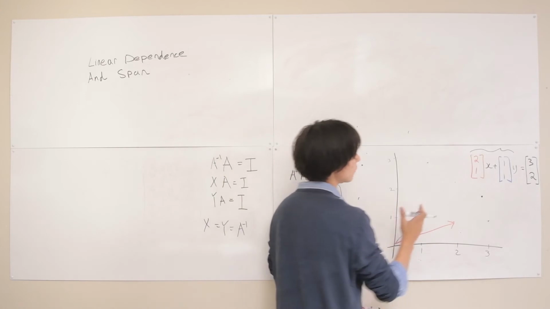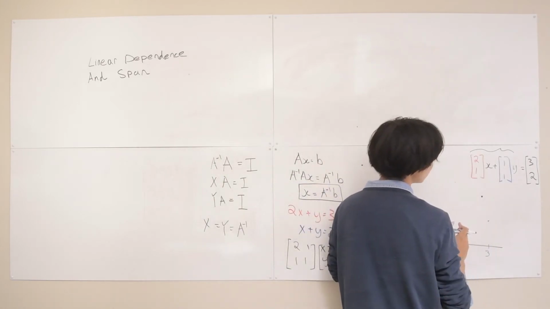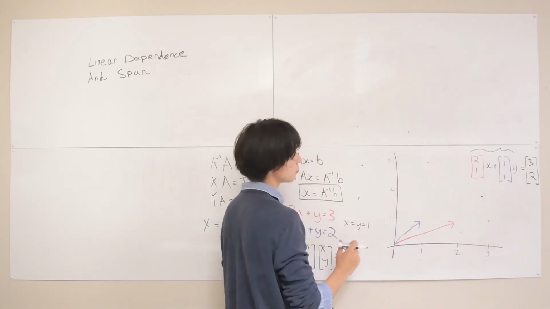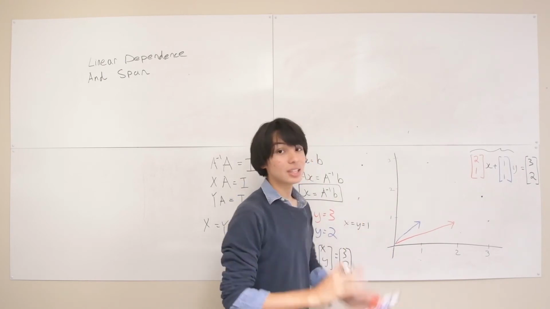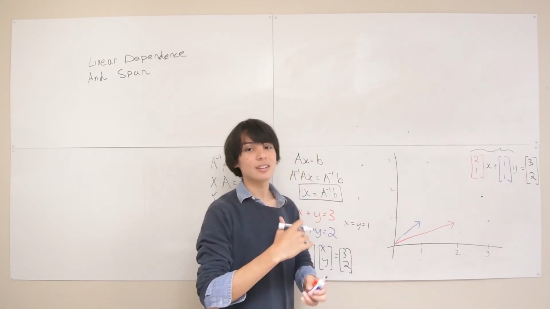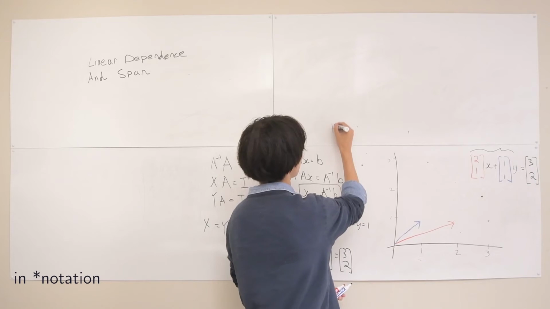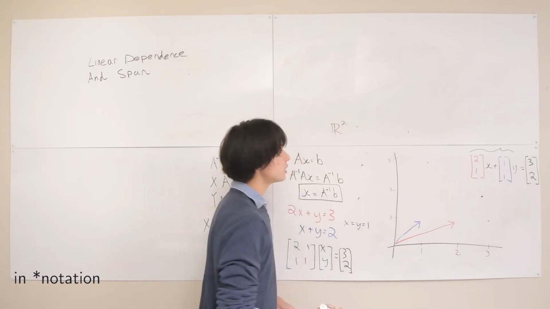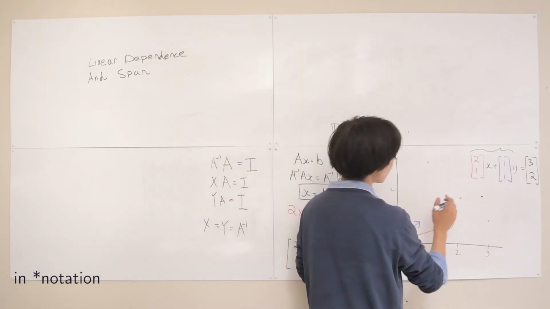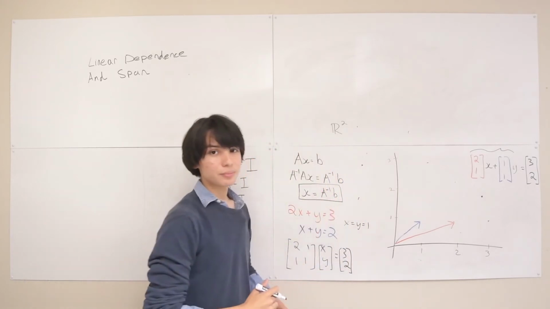So the span of the vectors (2, 1) and (1, 1) is the entire Cartesian plane. And how we represent the entire Cartesian plane in letters is something like this, R2. So we say that the span of the vectors (2, 1) and (1, 1) is R2.